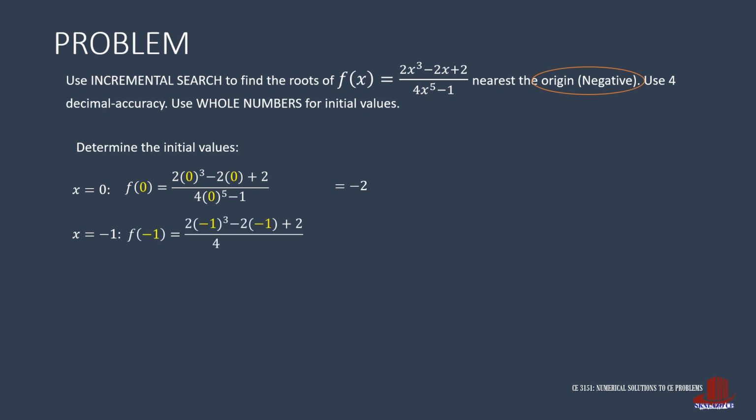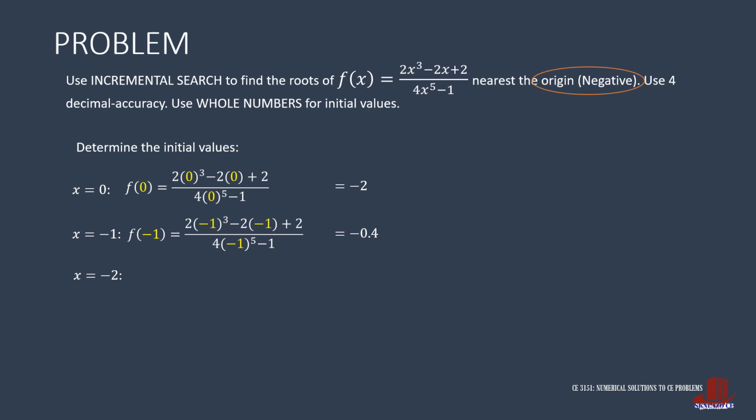Plug this into the equation and find twice of negative 1 cubed minus twice of negative 1 plus 2 all over the binomial with 4 times negative 1 raised to 5 minus 1. The result of which is negative 0.4. Checking the trend of f of x, there is a negative root because from negative 2, we reached negative 0.4. So a little further the negative number line, we might have a positive f of x.